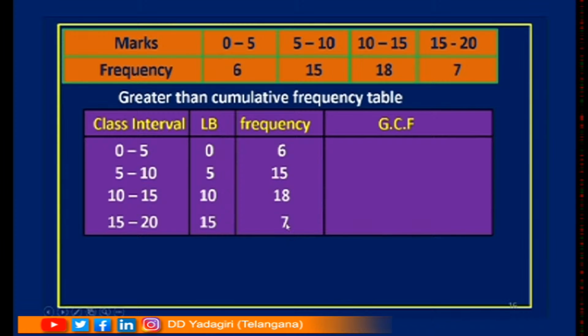Now, what am I doing to find GCF? I am taking the last frequency. Now, what do you have to do? 7 should be added with 18. So, what is 7 plus 18? 25. Now, this 25 should be added to 15, we will get 40, and 40 should be added with 6, we will get 46. Here in GCF, we are adding from the last frequency to the first frequency progressively. So, we are calling it the greater than cumulative frequency table.